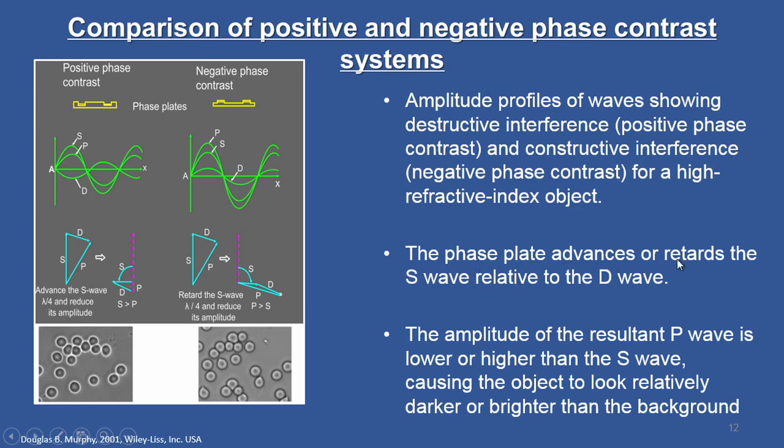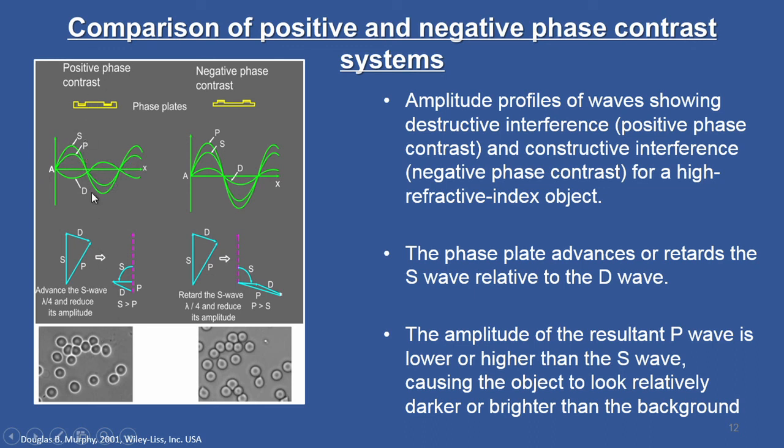The phase plate advances or retards the S wave relative to the D wave. The amplitude of the resultant P wave is lower or higher than the S wave, causing the object to look relatively darker or brighter than the background. So, you can see this in this wave diagram.